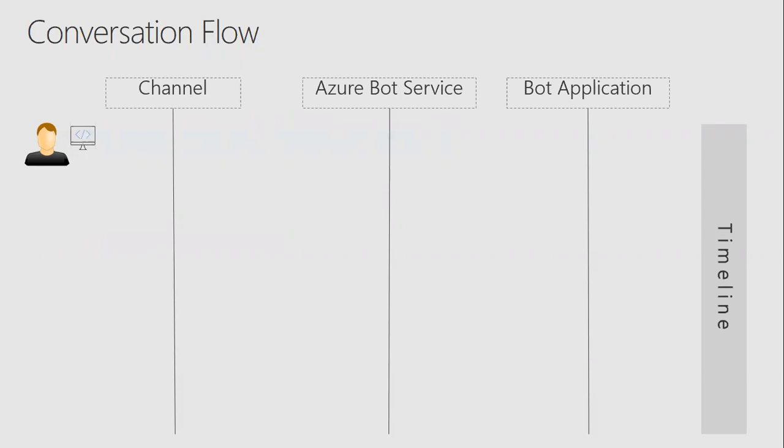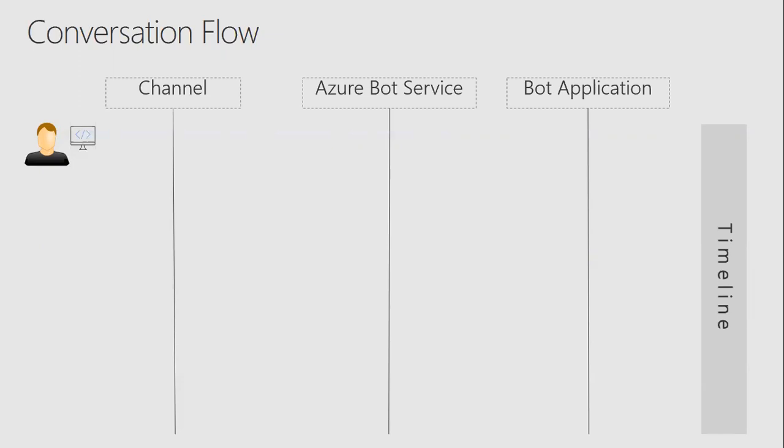Then the second one is the channel, which is a platform used to chat or interact with the bot, like Microsoft Teams, Skype, or Facebook. Each channel can include additional information in the activities which they send across. And the last one is your bot application, that is your bot code, which will send a response or process the activity which you get from the user.